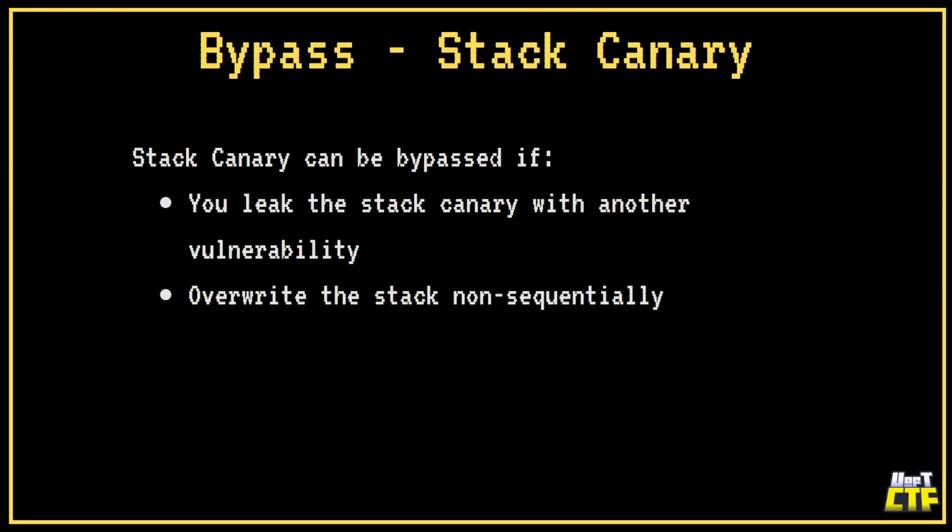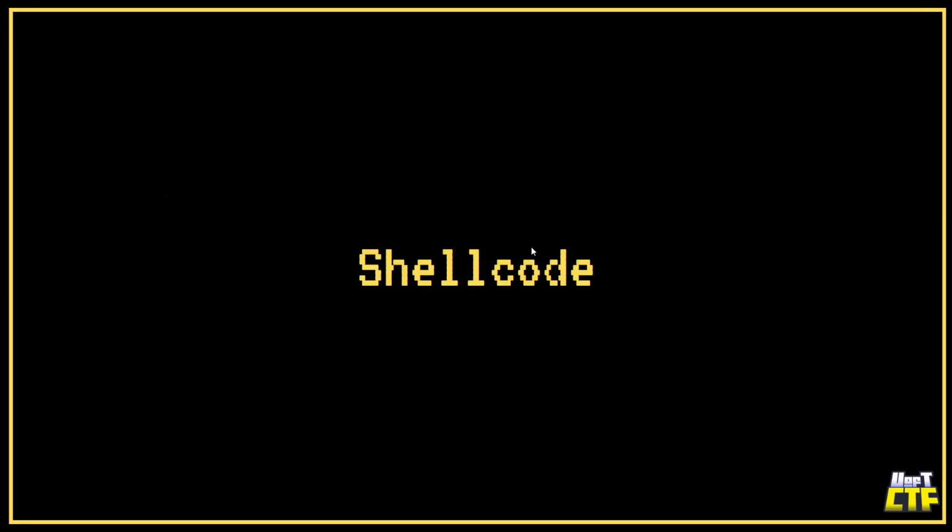Or sometimes, if you can find a way to overwrite the stack non-sequentially, so let's say maybe you have an array and the array has an offset, you can just directly change from that offset. So if you have methods to overwrite the stack that's not going to overwrite this canary, that also is a way to bypass it. I think now we're going to talk about shellcode.